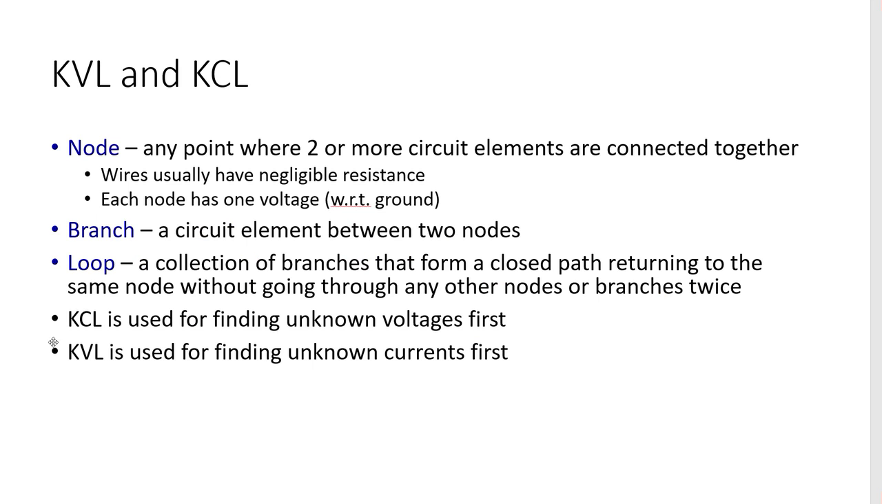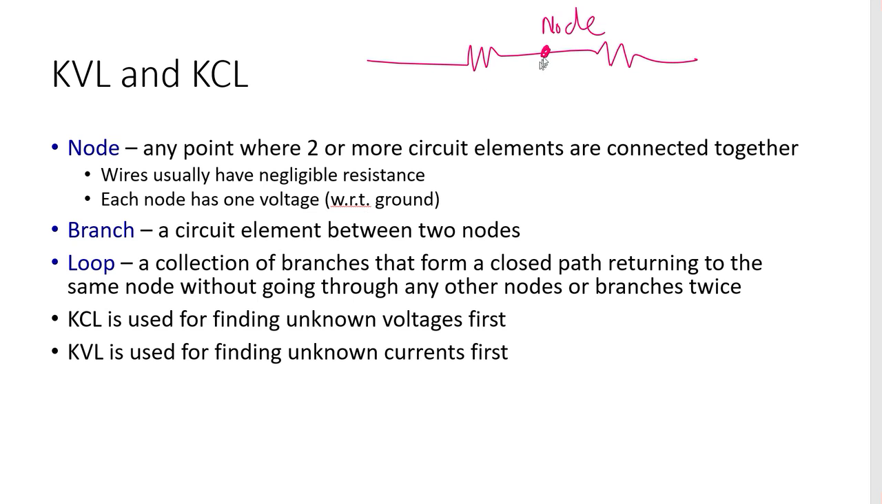So before knowing about KCL, let us define some basic quantities, entities. First of all, let us know about the node. Node is any point where two or more circuit elements are connected together. So if we are having this thing here, this is a node. The branch is a circuit element between two nodes.